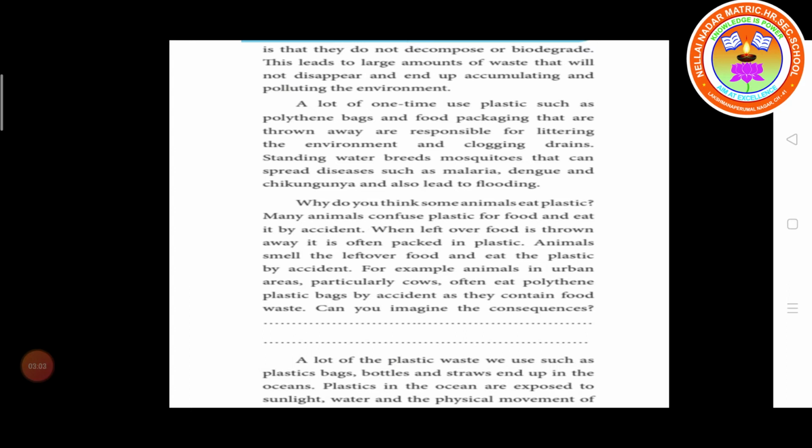So standing water breeds mosquitoes from the containers. The mosquito breeds from the standing water. Due to the breeding of mosquitoes, diseases spread. So what are the diseases spread by mosquitoes? Malaria, dengue, chikungunya, and the clogging also leads to flooding.